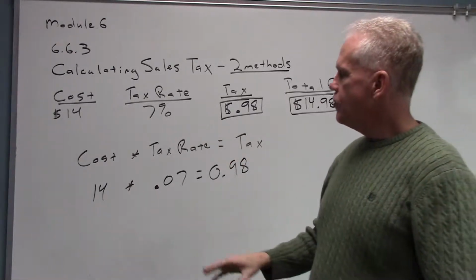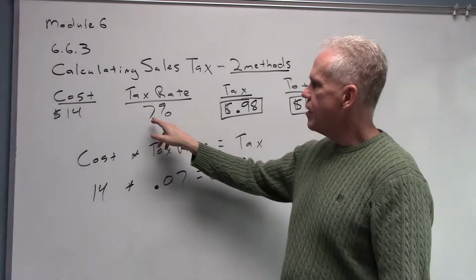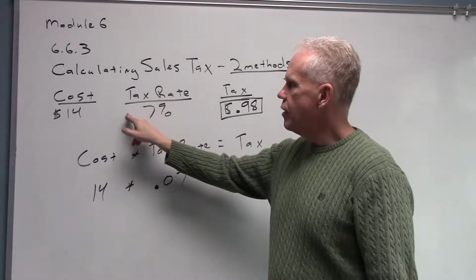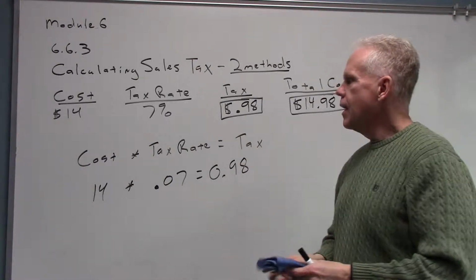Remember that when we use the equation method, we must change the rate, the percentage, to a decimal by moving the decimal 2 places back to the left. Or another way is to do 7 divided by 100.